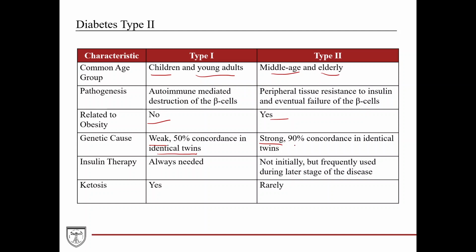A weak genetic cause from the studies, 50% concordance in identical twins, versus a strong genetic predisposition to type 2. Insulin therapy is always needed for type 1 because they're not making any of it. Type 2, not initially, but frequently used during later stages of the disease. Ketosis is very rarely seen in type 2.